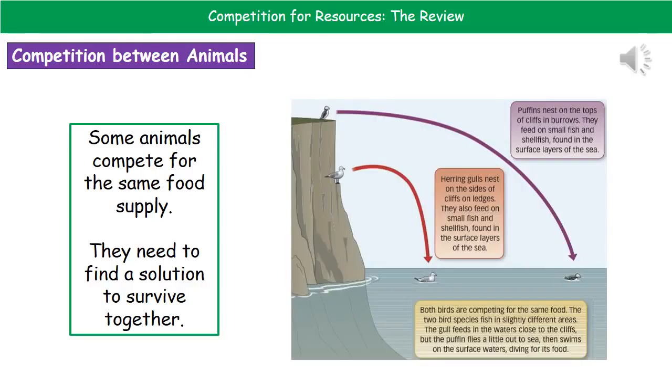So you can see our puffin goes much further out to sea, and our gull tends to stay much closer to the cliffs. So that means even though they're feeding on the same food, because they're feeding in different areas, then they can actually survive in the same environment together.